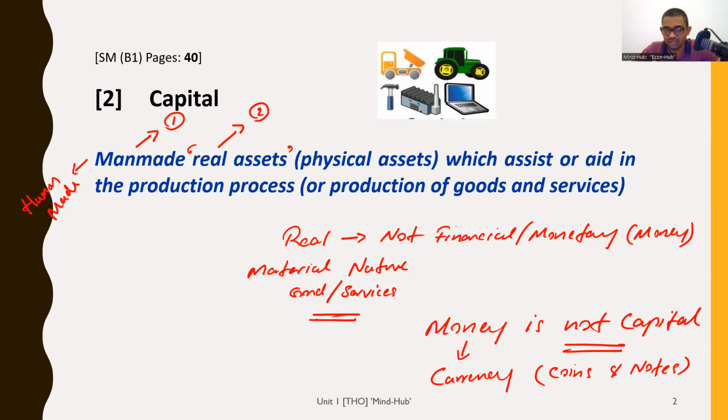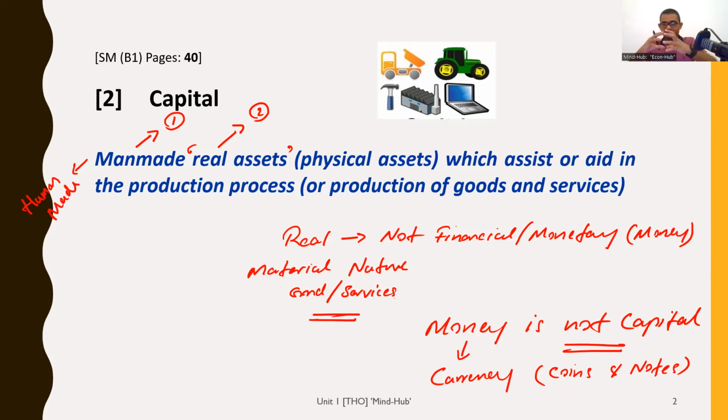So that itself tells you that money is not natural. Money is human made. Then why is money not capital? Because money is financial. Money is monetary. Money is not material in nature. Money as money cannot be used to produce any good or service.